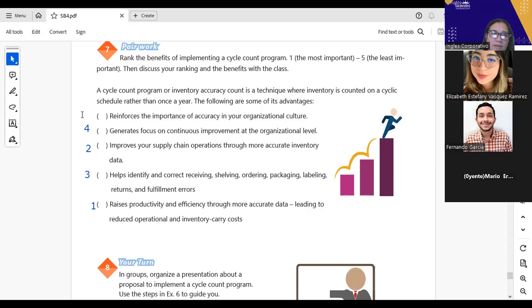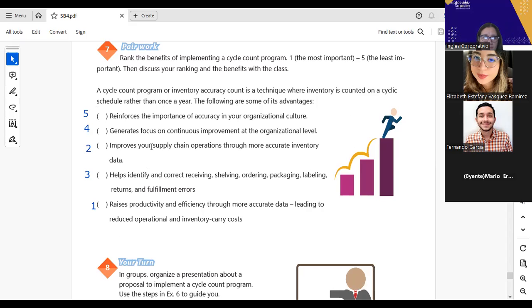And the number five, this one. So this would be to reinforce the importance of accuracy in your organization culture. Practically this is a consequence of all the other aspects, right? Okay, great.